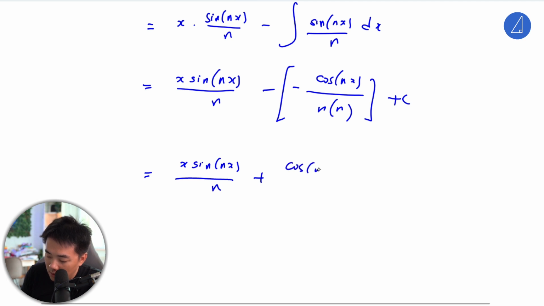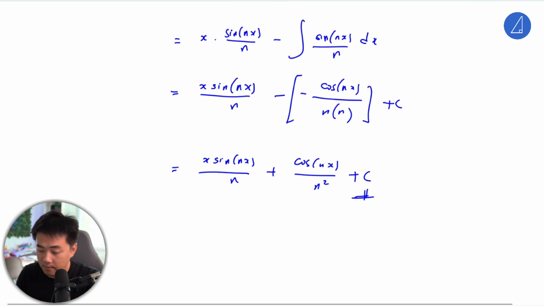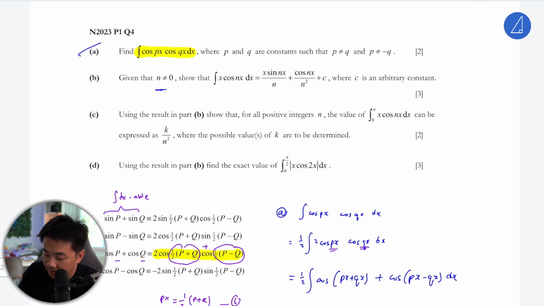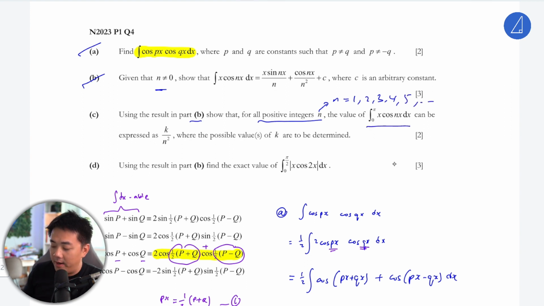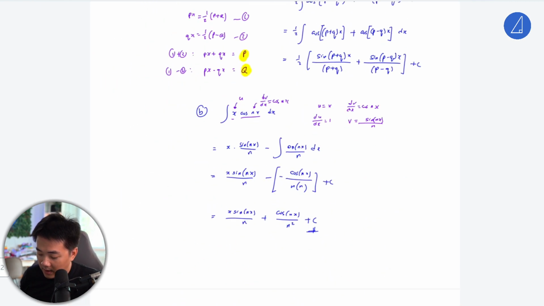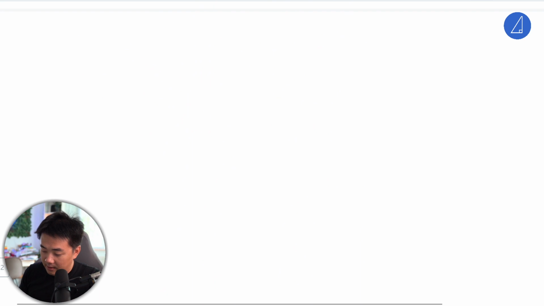Plus cosine nx over n squared plus c. Okay, that's it. So let's look at part C. Part C, using the result on part B, show that for all positive integers, meaning n equals 1, 2, 3, 4, 5, the value of the integral from 0 to pi of x cosine nx can be expressed as this, where the possible values of k are to be determined.